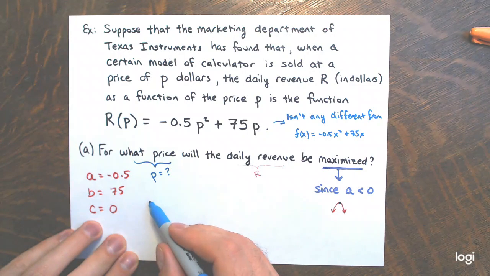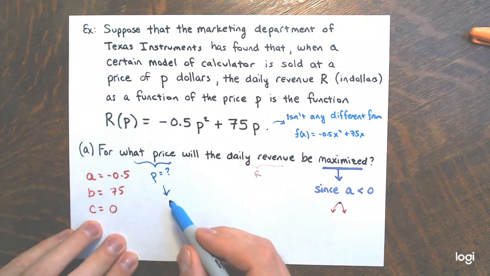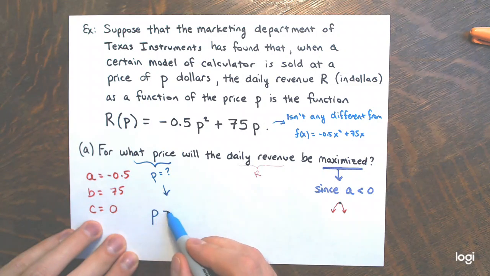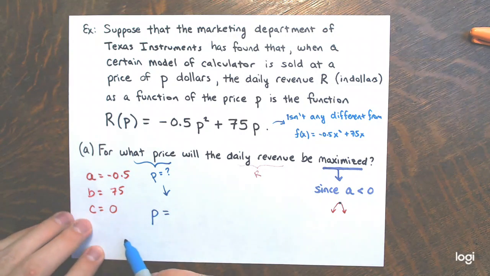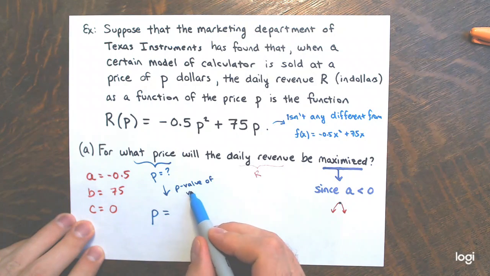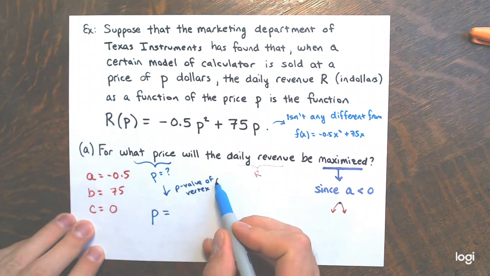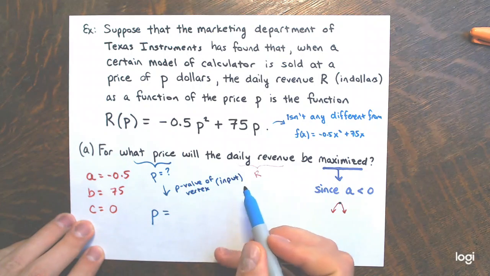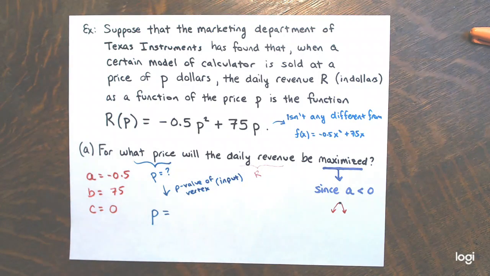So this price here, we're finding the P value of the vertex, or the input value, right? This is like the examples earlier when they ask, where does the maximum occur? Where does the minimum value occur? This is like asking that same question. For what price will the maximum revenue occur, right?